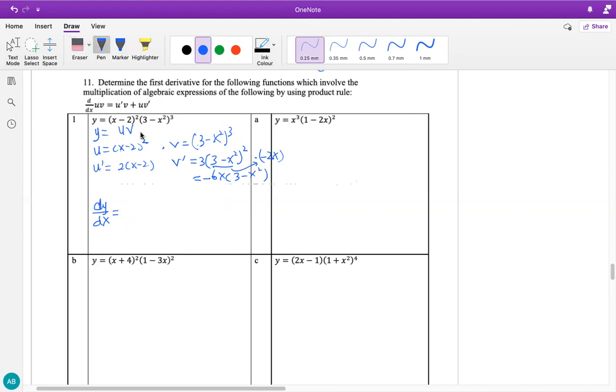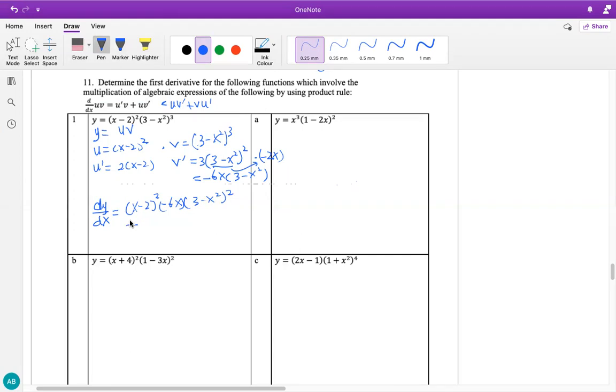Okay, so we're back after the disturbance just now. So uv prime. Okay, so you get u. All right, so usually I do this uv prime plus vu prime. Easy to remember. So uv prime: u will be (x minus 2) squared. v prime will be negative 6x times (3 minus x squared).